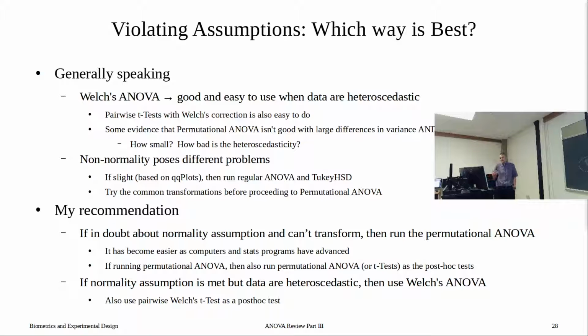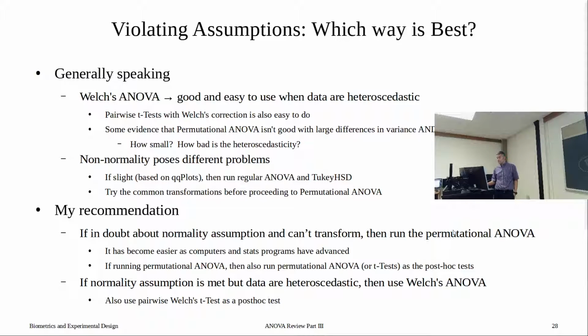So in this case, I tend to suggest trying transformations first, and if those don't work, then go ahead and do the permutational Anova. Even if you have that situation where you can probably ignore it, my advice is just say, heck with it. Run your permutational Anova, you'll save yourself some headaches. So my recommendation: if in doubt about normality and you can't transform it, run your permutational Anova. If the normality assumption is met, but data are heteroscedastic, run Welch's Anova. And remember the post hoc test.